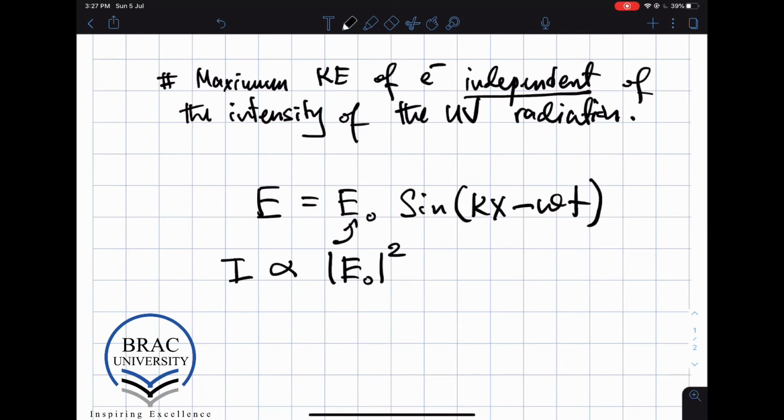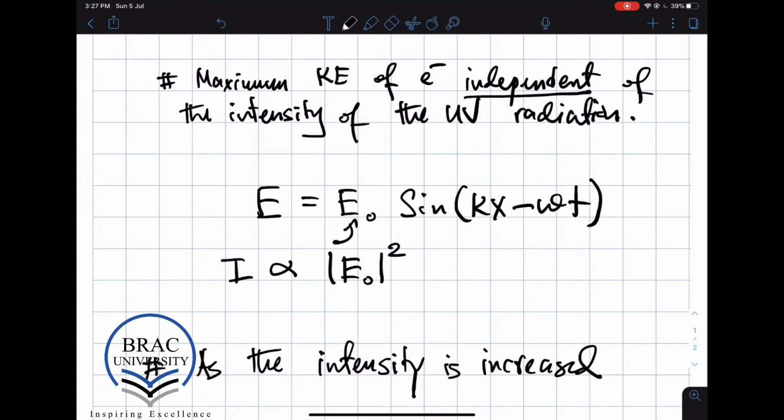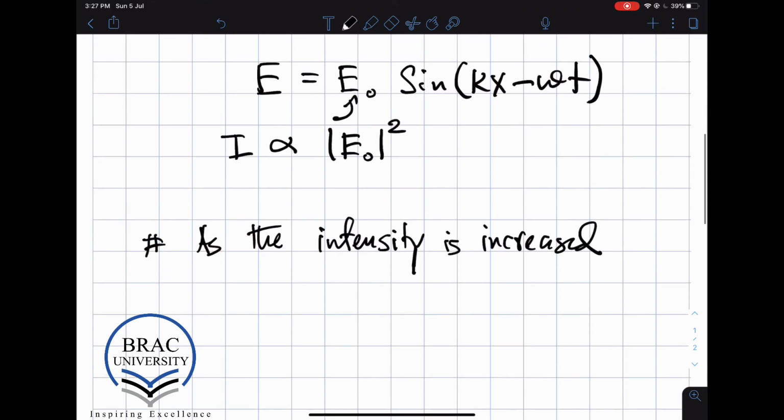Instead, what is observed is that as the intensity is increased, we get more and more electrons emitted.